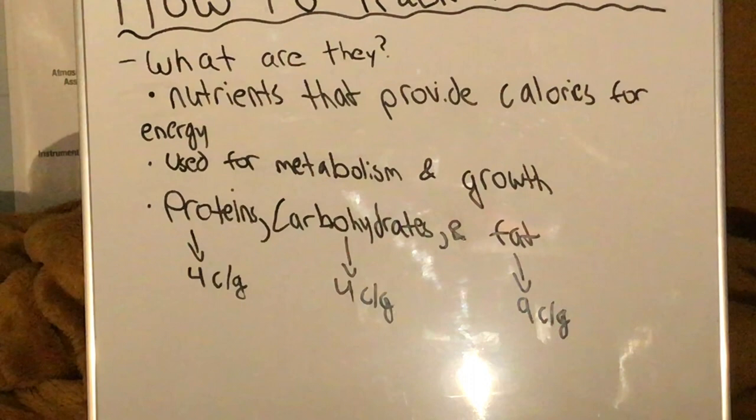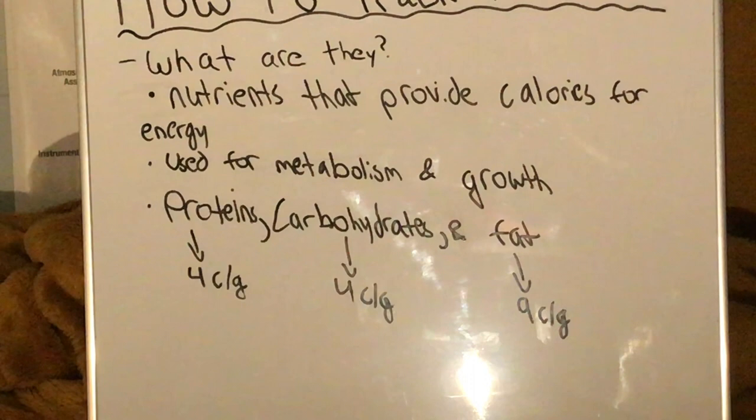So, essentially, when you ingest macronutrients, your body's going to recognize them as calories. So, it gets recognized and then digested and broken down into energy. So, this energy is going to be used for different functions in the body. And the three main ones are metabolism, growth, and energy, or things that require energy expenditure, such as weightlifting.